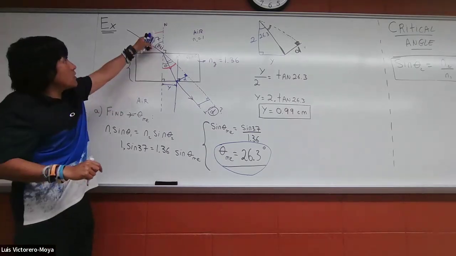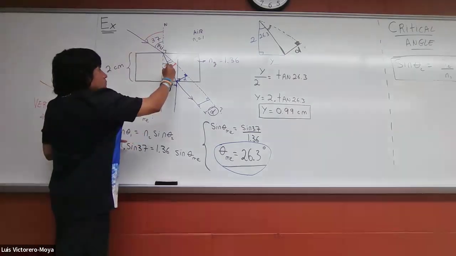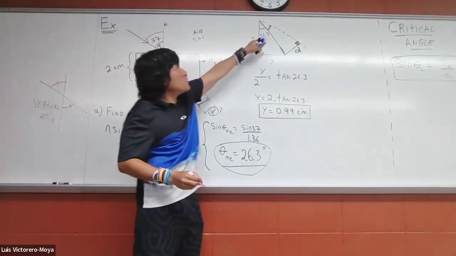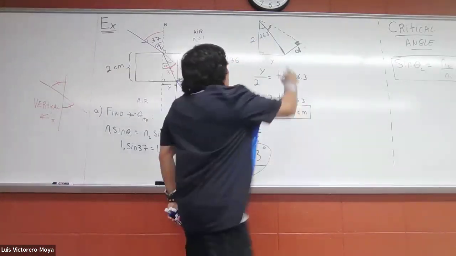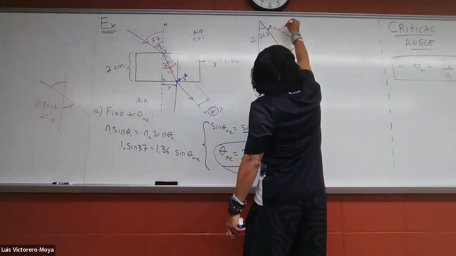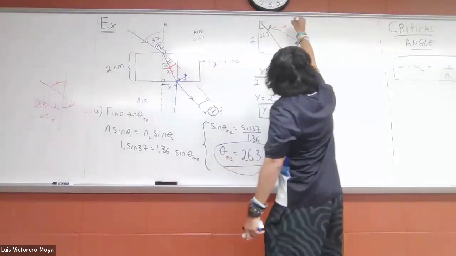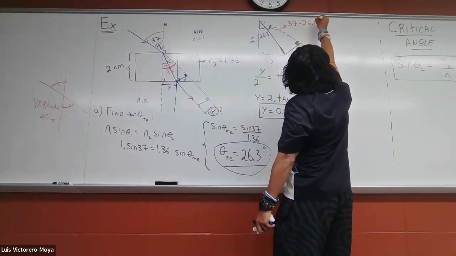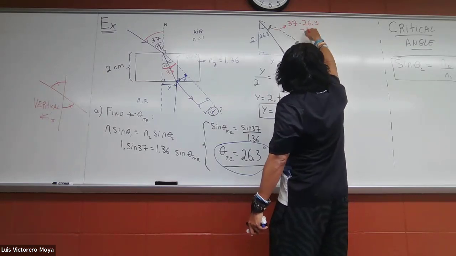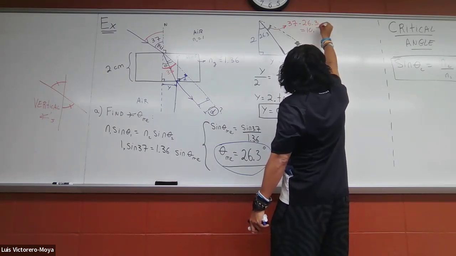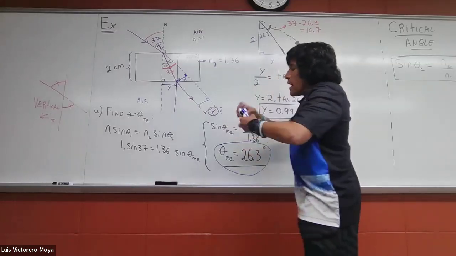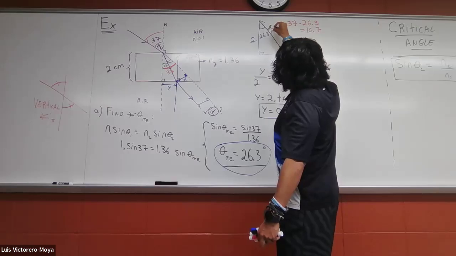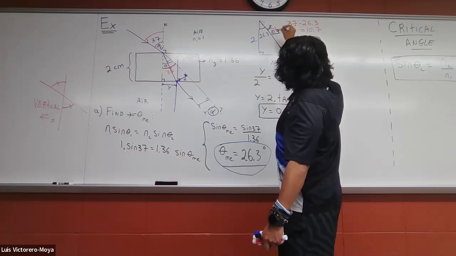So this angle is equal to that. So that's 37. But this angle is 26.3. So this angle here is 37 minus 26.3, which is equal to 10.7 degrees. So that's the value of this angle here. This angle is 10.7.